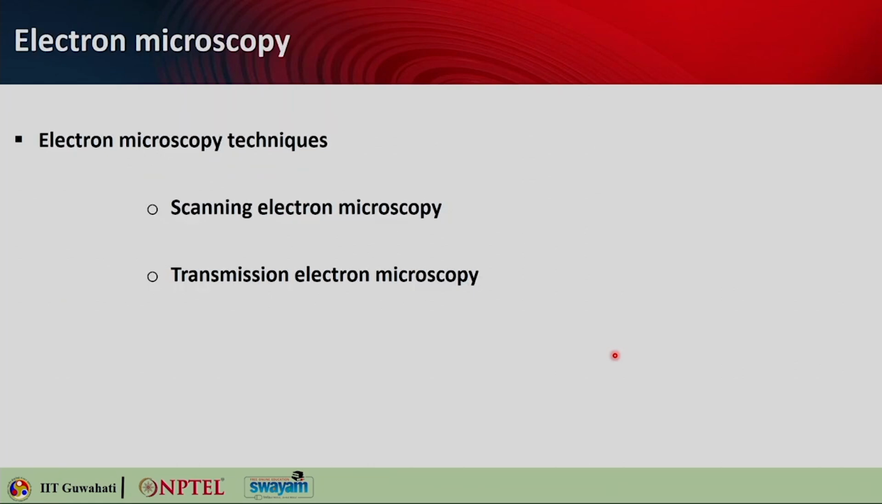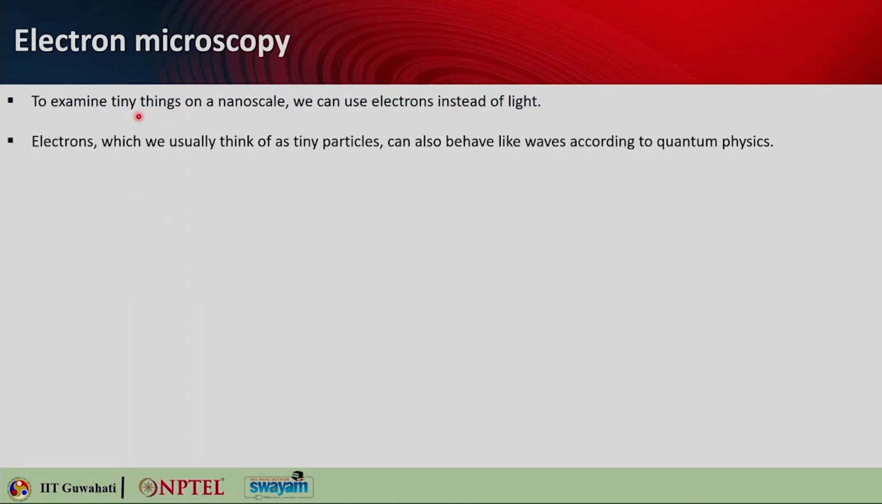So, with that we move on to the next topic, which is electron microscopy, and we will discuss the two most popular electron microscopy techniques, that is scanning electron microscopy and transmission electron microscopy. Electron microscopy, the name itself suggests that we are basically using electrons instead of light. And why do we need that? To examine tiny things on a nanoscale.